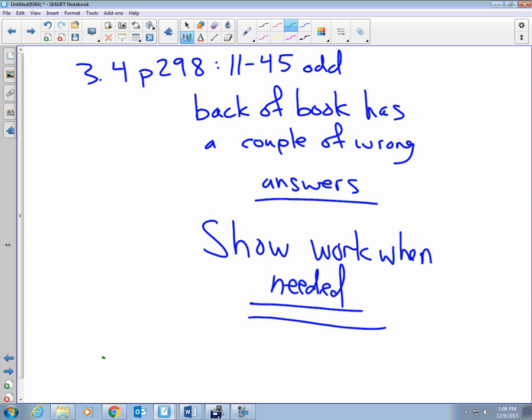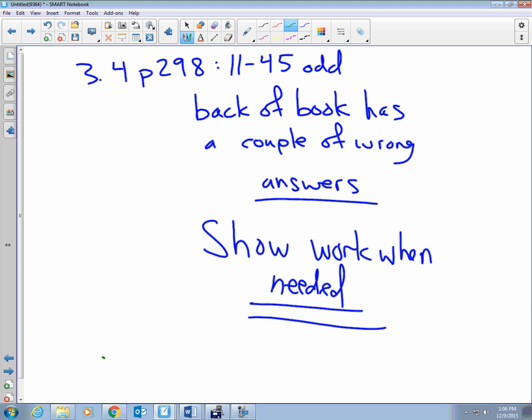They fix the mistakes. And the answer keys, you got college students that make the answer keys to these books that sit up late at night drinking Mountain Dew and cramming for tests and trying to get a few extra bucks by making answer keys. They make mistakes. It's the way it goes. So the back of the book has a couple of wrong answers.